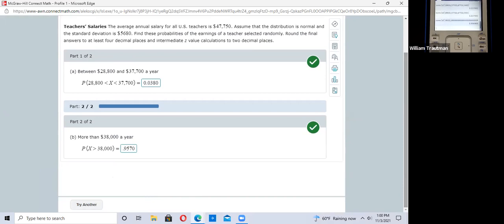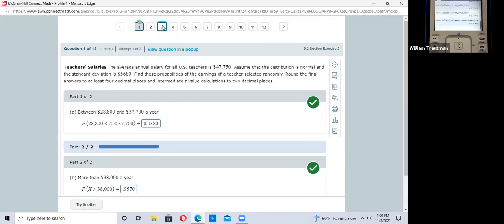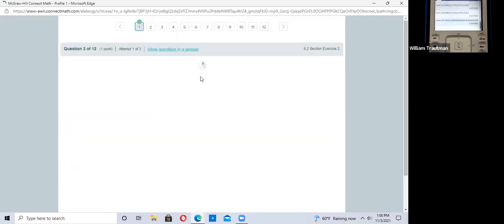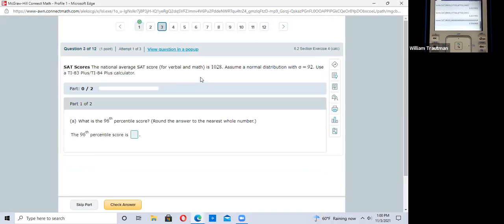Okay. Everybody okay with these? It's really not too bad. It just takes practice. You can't do these without practice. They're going to go to percentile scores. So, what is the 96th percentile score? Well, let's do this one.